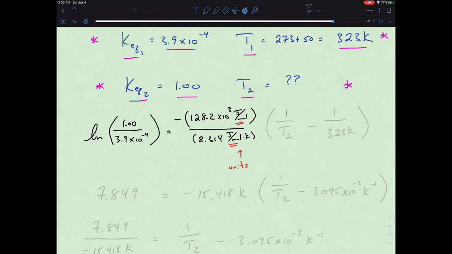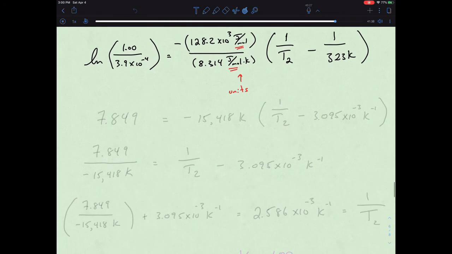Right, and then that would be times our temperature, right? We're looking for that T2, and we know our T1 of 273 Kelvin. 323 Kelvin. So now it's just being stepwise in the process. Students tend to try to move things all over the place, and I think that just ends up in confusion and miscalculation. So just go from one side to the next. Let's handle the left side of the equation. We take the natural log of that ratio. We get a value of 7.849.